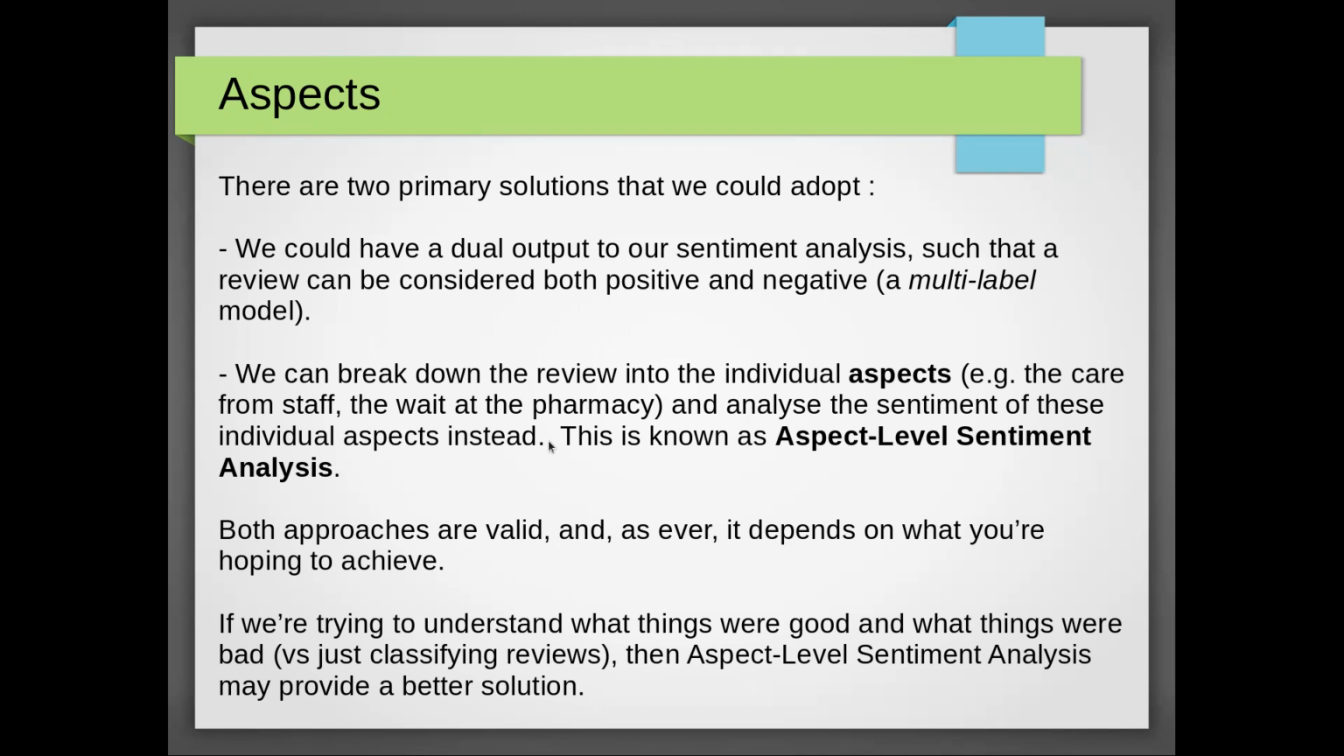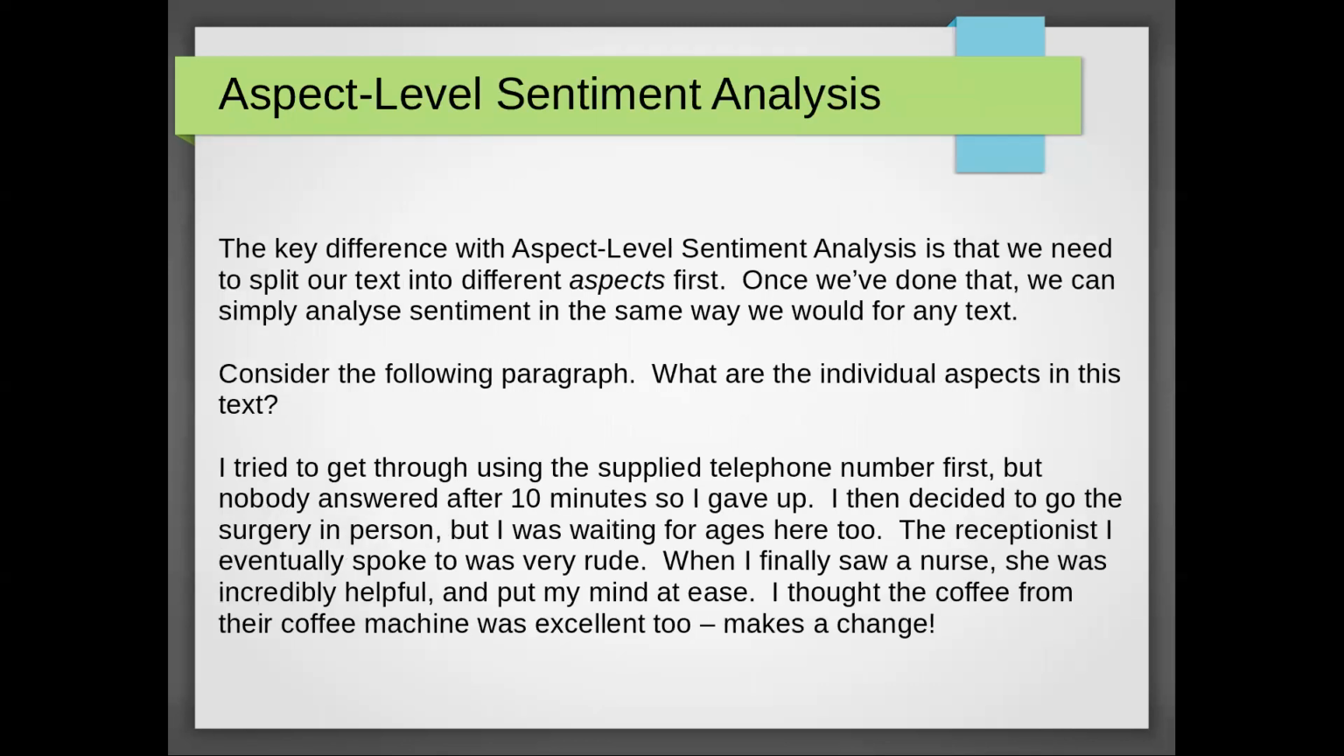So another approach is we can break down the review into individual aspects. In that example review, there'll be two aspects: the care from the staff and the wait at the pharmacy. And we can analyze the sentiment of those individual aspects instead. This is known as aspect level sentiment analysis. It can be really useful when there are mixed things that people are talking about. Can we break this down further and apply our sentiment analysis so that we can understand what they feel positively about and what they feel negatively about?